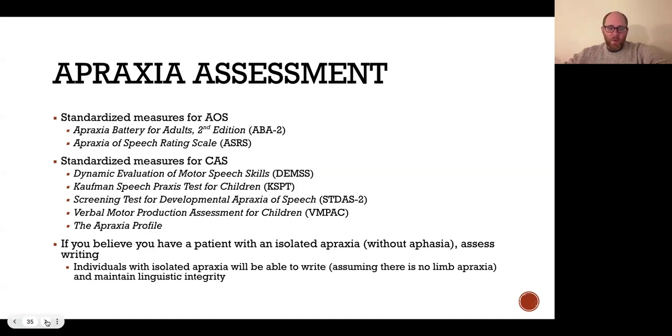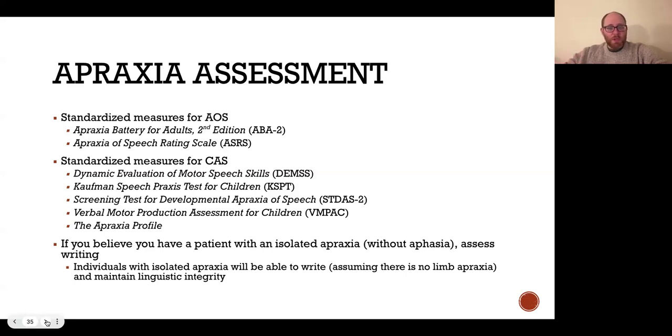So for your acquired apraxia of speech, you might have the Apraxia Battery for Adults, or the ABA-2, the Apraxia of Speech Rating Scale, or the ASRS. And then for CAS, there are a couple different ones. You might have the Dynamic Evaluation of Motor Speech Skills, or the DEMSS, the Kaufman Speech Praxis Test for Children, KSPT, the Screening Test for Developmental Apraxia of Speech, or the STDAS-2, and then the Verbal Motor Production Assessment for Children, or the VMPAC, and then lastly, the Apraxia Profile.